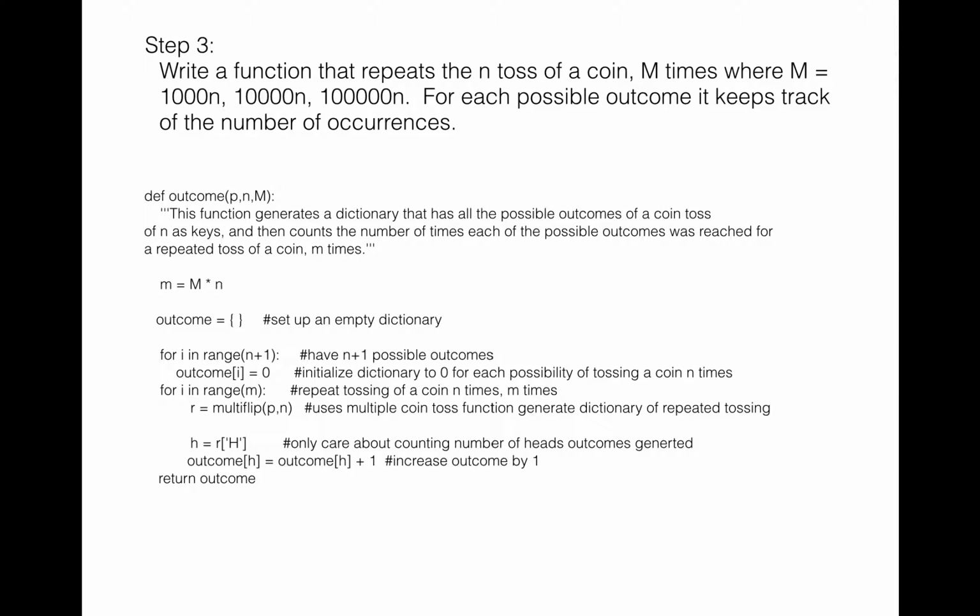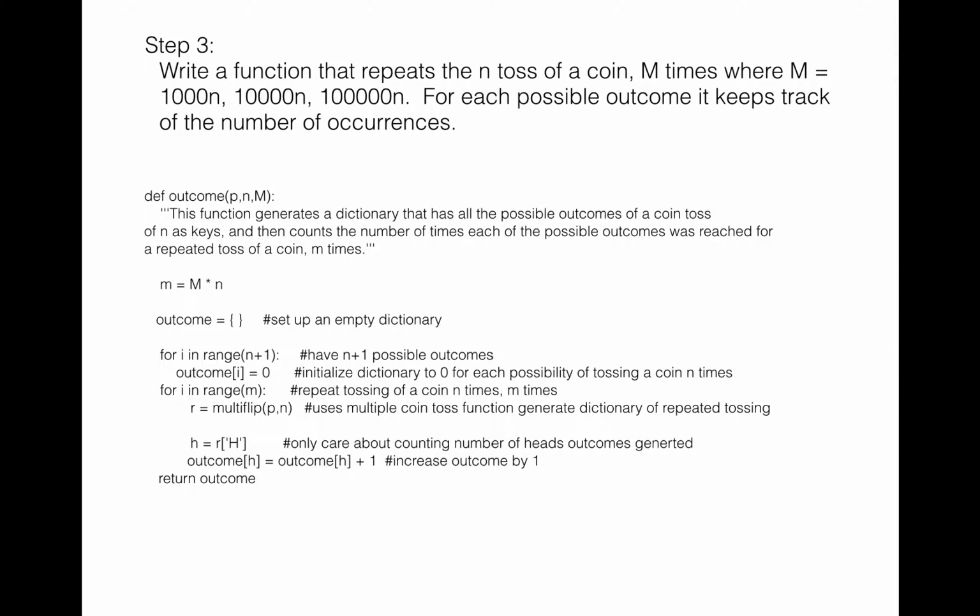Next, I wrote a function that repeated the n toss of a coin m times, where m was 1,000 n, 10,000 n, or 100,000 n, and for each of the possible outcomes, I put it into a dictionary that kept track of the number of occurrences. To do this, I kept large M as 1,000, 10,000, 100,000, just for bookkeeping purposes, because later on in my output chart, I'm going to use M, and that was an easy fix. M is just M times 1,000, so that's what I did on the first line.